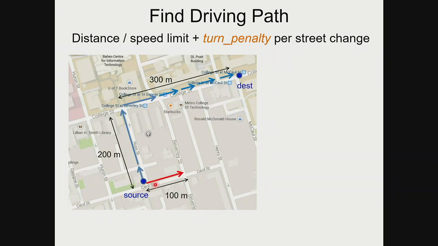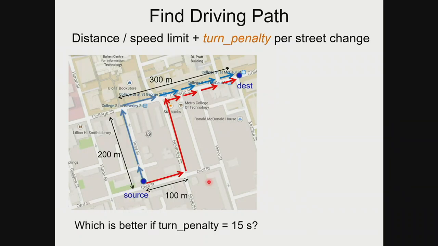Another way to do so: you drive 100 meters east on Cecil Street, and then turn left, then turn right, and continue to reach the destination. So we can see that there are multiple ways to do so. Now, which one is better? Let's assume that the turn penalty here is 15 seconds, like an average of the time waiting at a traffic light.